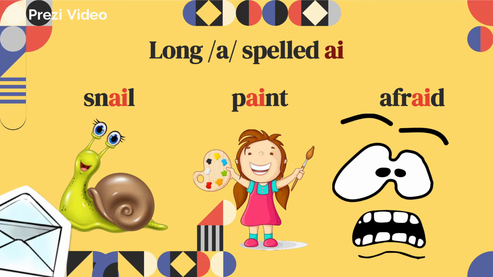Next, we are still in the group of A and I. I have now the word snail. This is a picture of a snail. It's a type of bugs. Next, I have paint. Paint can be used as like when you refer to paint or when you paint. So it can be used as a noun or as a verb. And the next word is the word afraid. Afraid means scared.